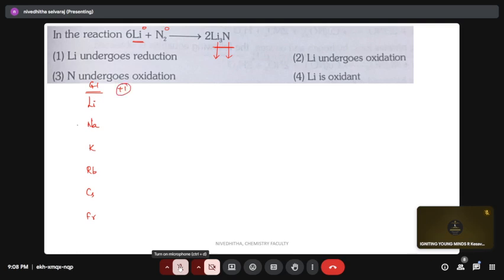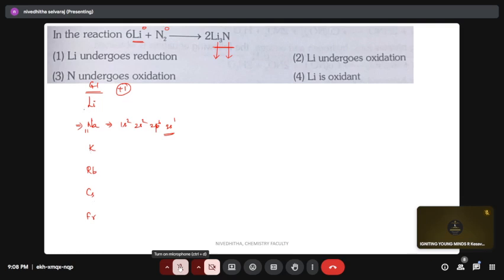Because just now we discussed sodium, whose atomic number is 11 and the electronic configuration is 1s2, 2s2, 2p6 and 3s1. So the valence shell has only one electron, and to complete its octet, sodium has to lose its one electron. This is the same case for the rest of the elements also.